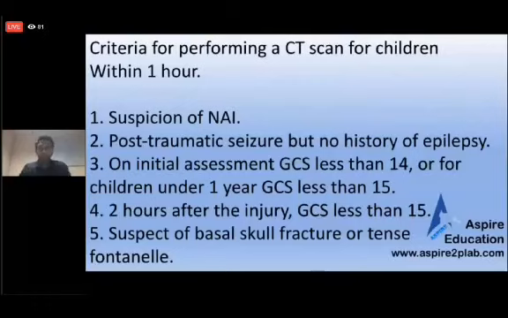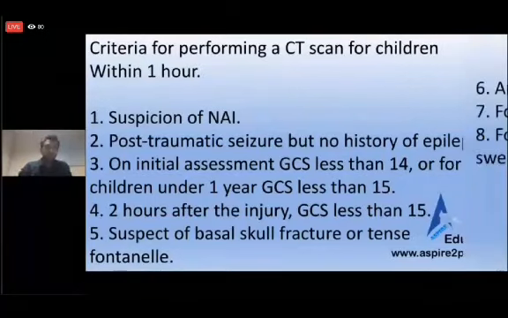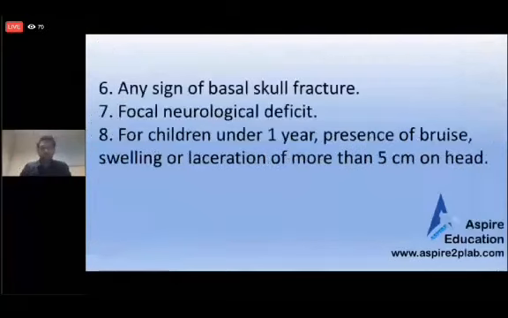Then post-traumatic seizure, no history of epilepsy. On initial assessment, GCS of less than 14, or for children under 1 year, GCS less than 15. And 2 hours after the injury, GCS less than 15, and suspicion of any facial skull fracture. And any focal neurological deficit, and for children under 1 year, presence of bruise, swelling, or laceration of more than 5 centimeters.